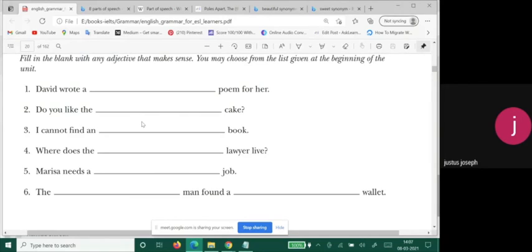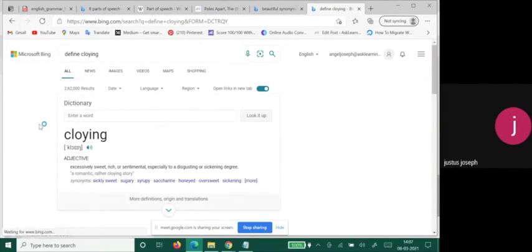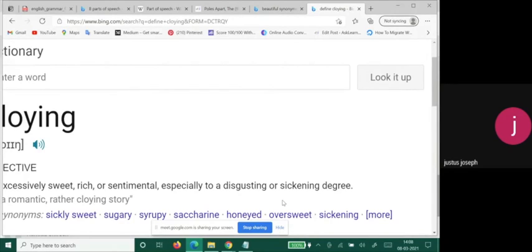To find it out, what do you do? You just look for sentences with that word. Okay, so just for an example, sweet in the synonyms, there are so many words, right? We like this word glowing. Okay, so let's just click on this word glowing and see what is the meaning of this word glowing. Glowing is excessively sweet, rich, or sentimental, especially to a disgusting or a sickening degree.